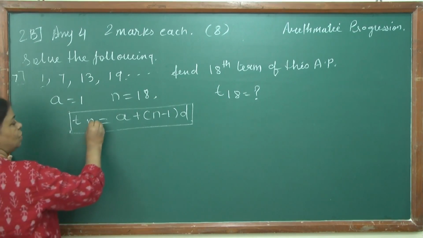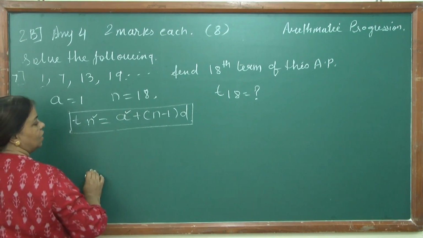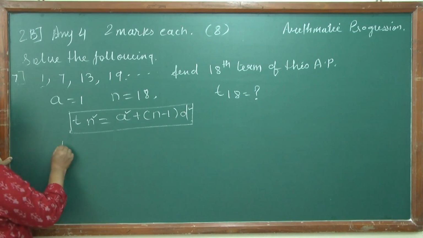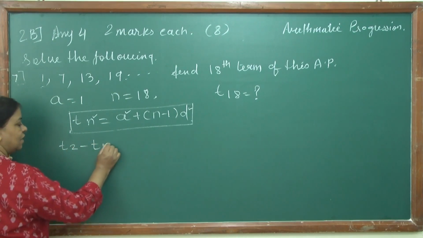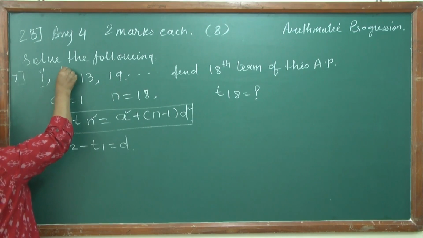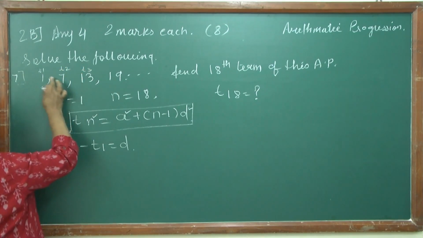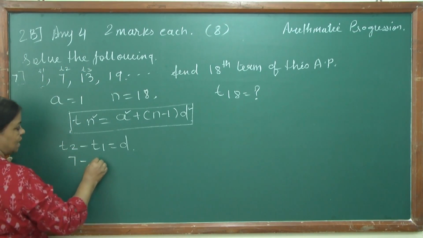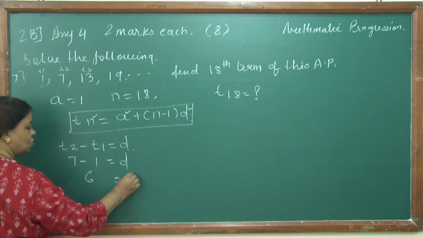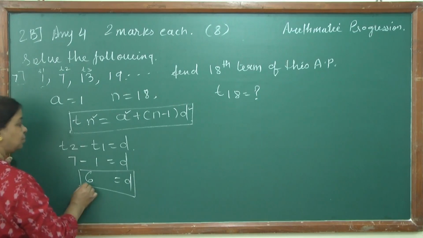Okay. So we know n, we know A. Do we know D? No. We need to find out. How will we find out D? By T2 minus T1 is equal to D. This is T1, this is T2, this is T3. T2 minus T1 means 7 minus 1, and 7 minus 1 is equal to 6. So we got D also.